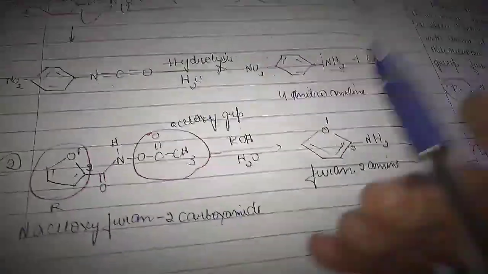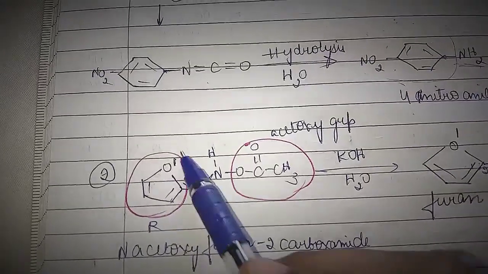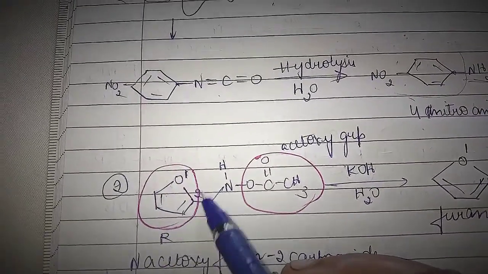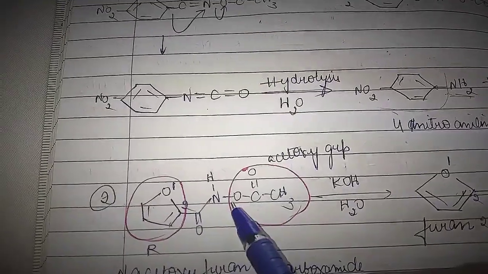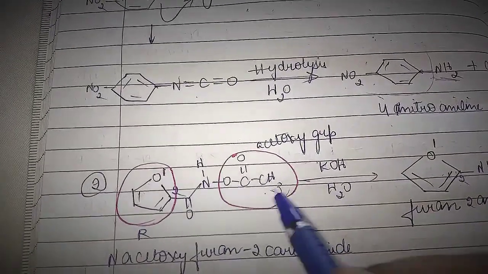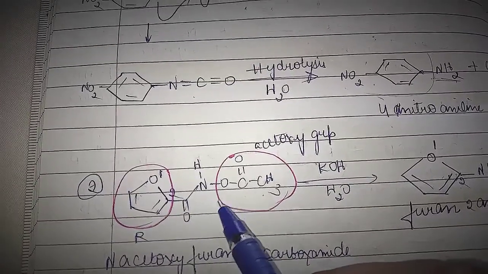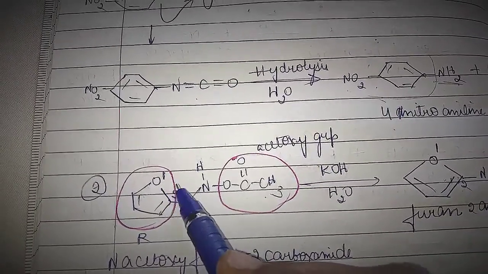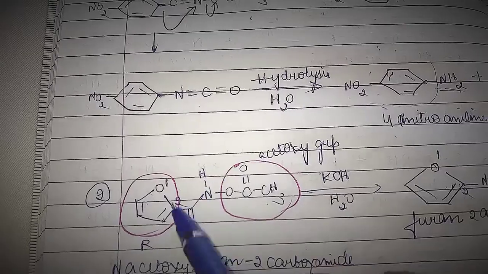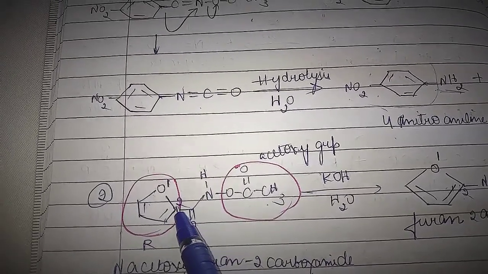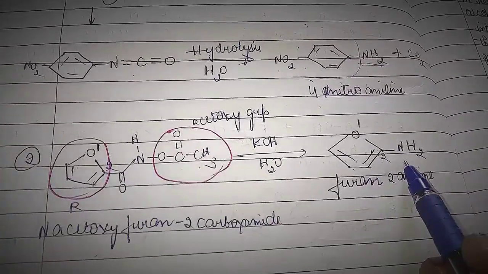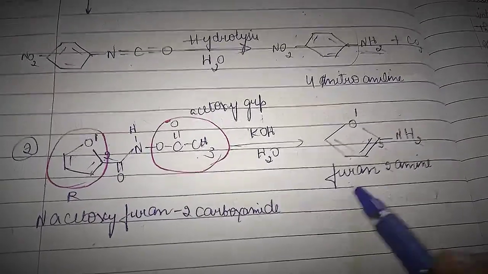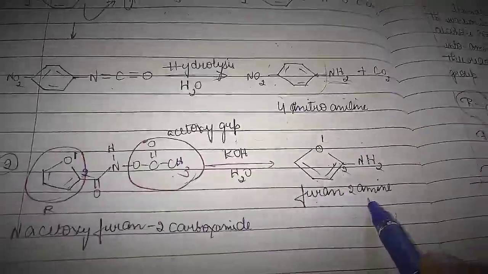Now see, this may be anything. The R group may be anything, attached to the C double bond O NH O CO CH3. By seeing this, we can understand that we can skip this whole group and we can write NH2. This is only the product. The furan is the R group. Furan attached to the NH2, we will get furan-2-amine. Thank you.